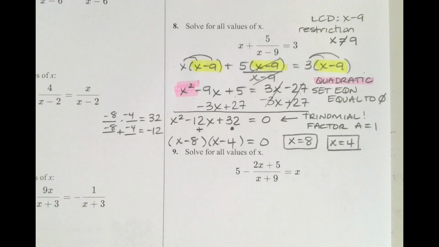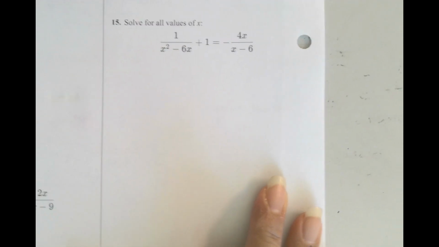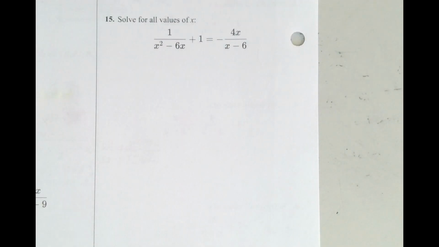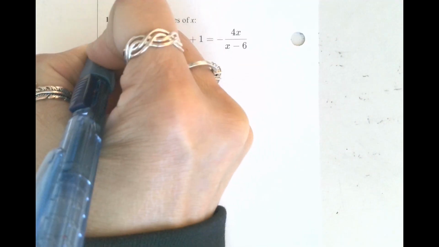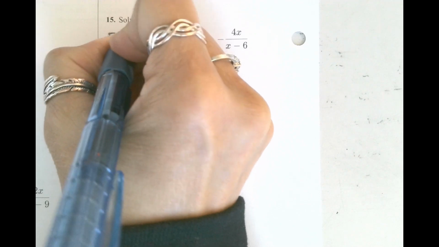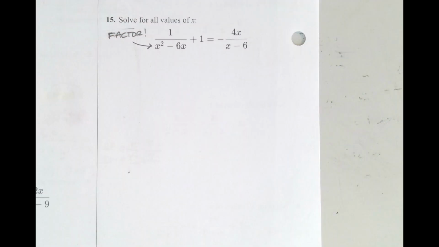Ready for the last one? All right, last one coming up. Number 15. Factor wherever possible. If you recall that I said that, notice here, this one needs to be factored. What method of factoring can we use to factor that denominator? How can we factor x squared minus 6x? How can you rewrite x squared minus 6x?